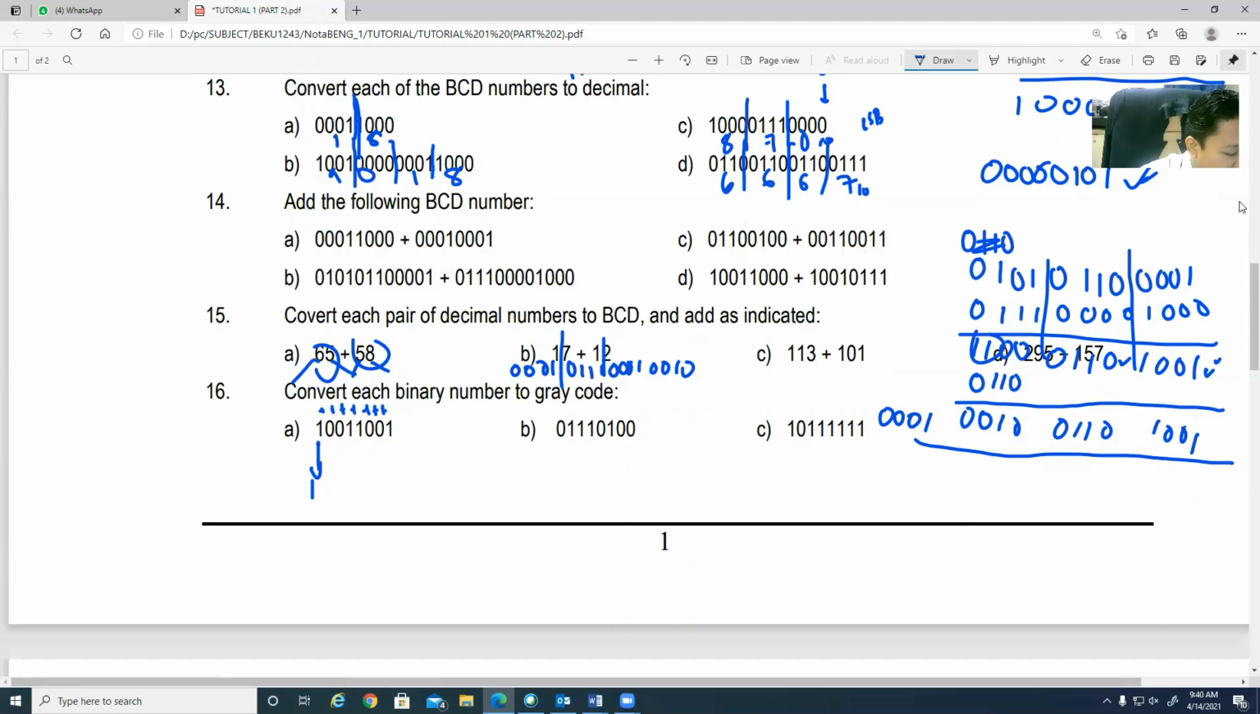Plus horizontal, so the answer will be 1, 0, 1, 0, 1, 0, 0. For example, this one, after this you can double check. Okay, this one, bring zero here.